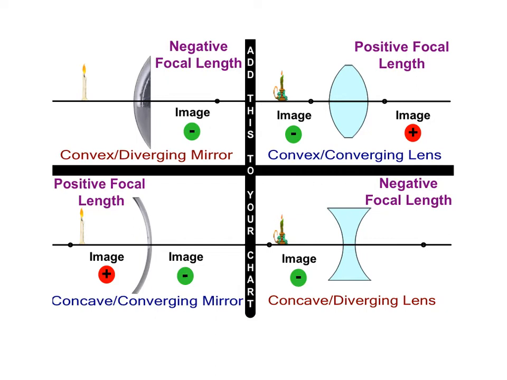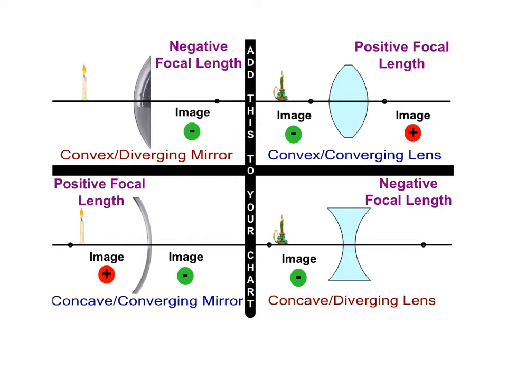When the image is real, we called it positive. When it was virtual, we called it negative. It's kind of the same idea with lenses. Let's start with the converging lens. When you have a virtual image, so the image shows up on the same side as the object, we call that image distance negative. When the image is real and it shows up on the other side of the lens, we call that positive. So virtual negative, real positive.